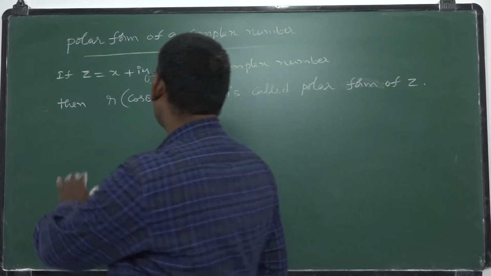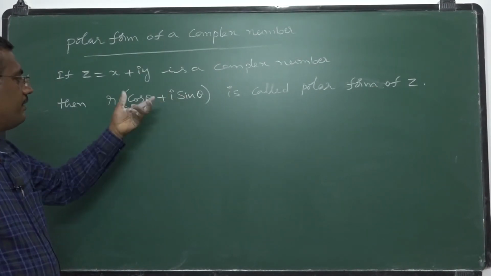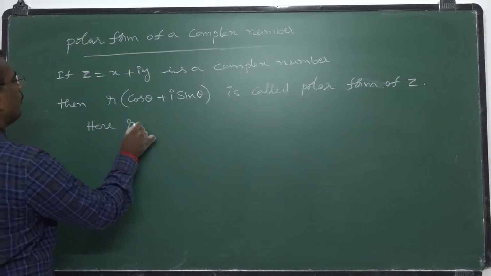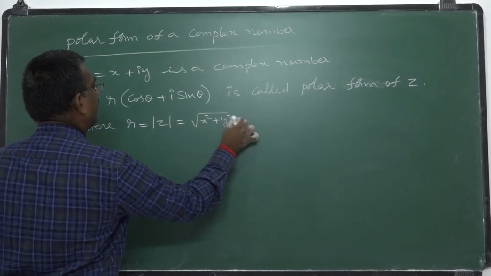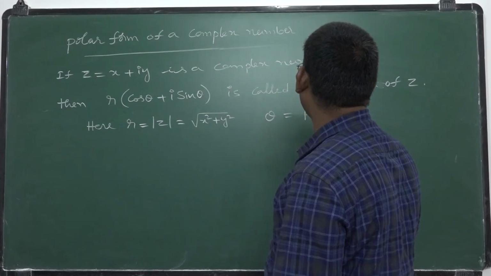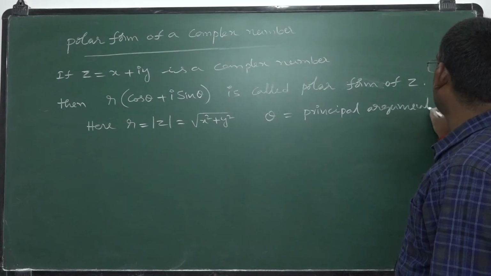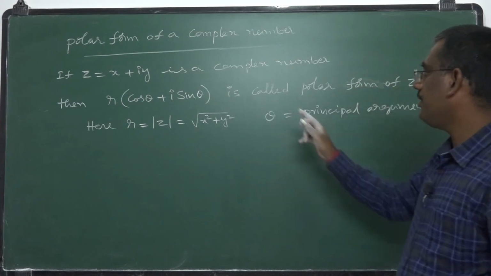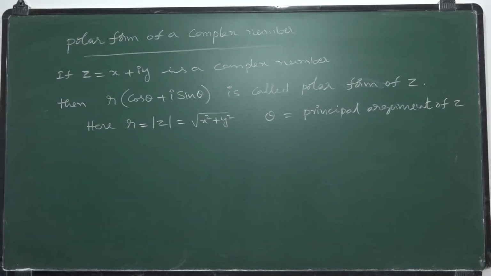So we express the given complex number in the form of r of cos theta plus i sin theta, then this is called the polar form of z. Here r equal to modulus of z, that is root x square plus y square, and theta is the principal argument of z. So r is modulus of z and theta is principal argument of z, right? Now I am going to take one example.